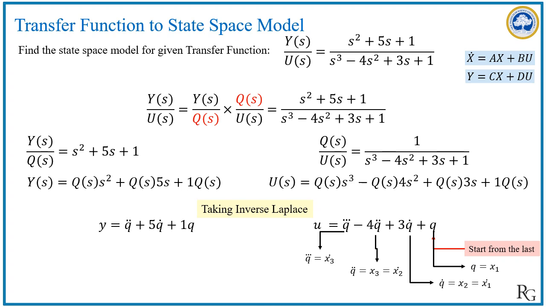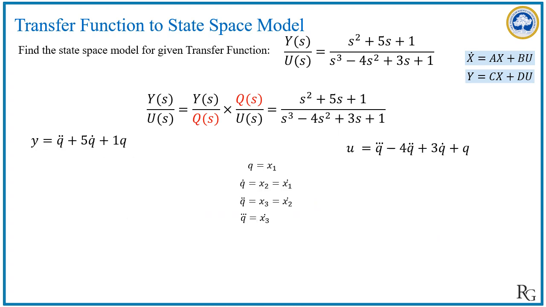and then we will start from the last equation and consider each term as a state variable. So the first state variable will be x1, that is equal to q. The second state variable is x2, that will be equal to q dot, or x1 dot. The third state variable will be x3, and that will be equal to x2 dot, or x1 double dot, or q double dot. Likewise, the third derivative, q triple dot, will be equal to x3 dot. So likewise, we will consider all the state variables.